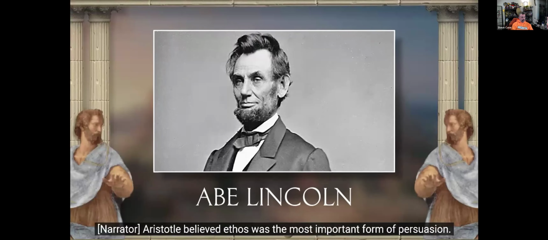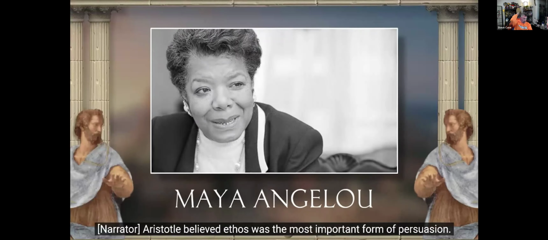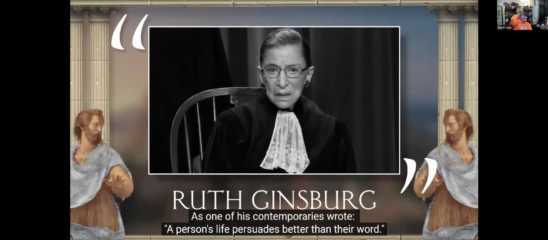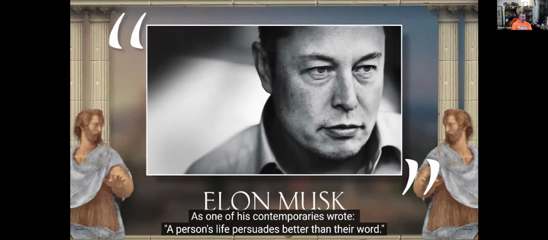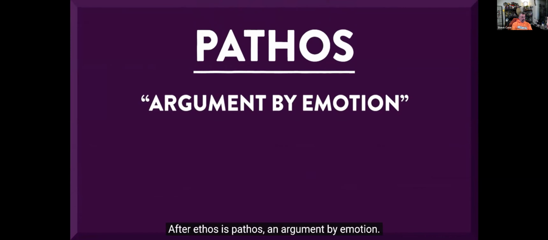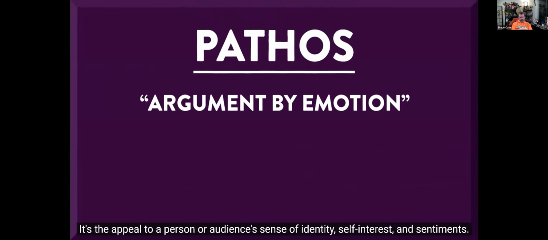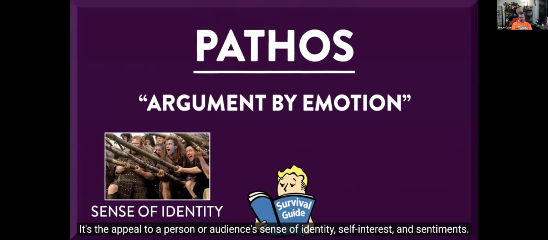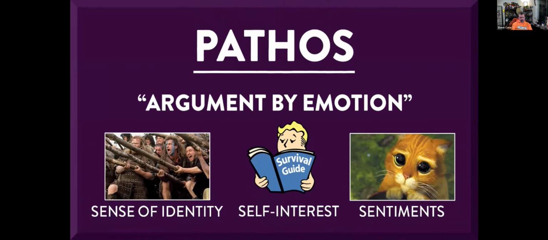Aristotle believed ethos was the most important form of persuasion. As one of his contemporaries wrote, "A person's life persuades better than their word." After ethos is pathos, an argument by emotion. It's the appeal to a person or audience's sense of identity, self-interest, and sentiments.